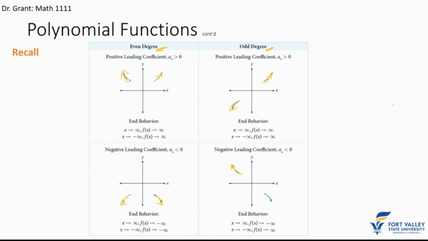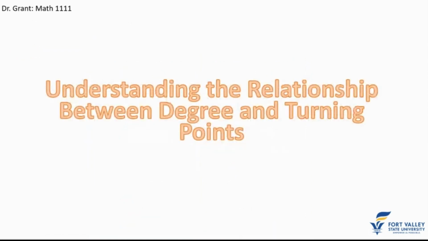We've looked at this a little bit already, so this should just be a little bit of a reminder. Now what we want to do is understand the relationship between the degree and the turning points. Turning points are another important part of your graphs for your polynomials, right? So we have intercepts, then multiplicity of zeros, then the end behavior. Now we're going to look at the relationship between the degree and the turning points.